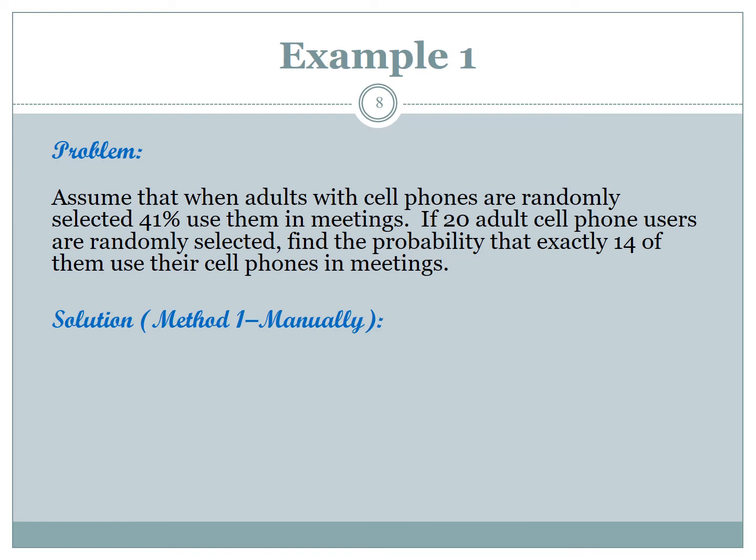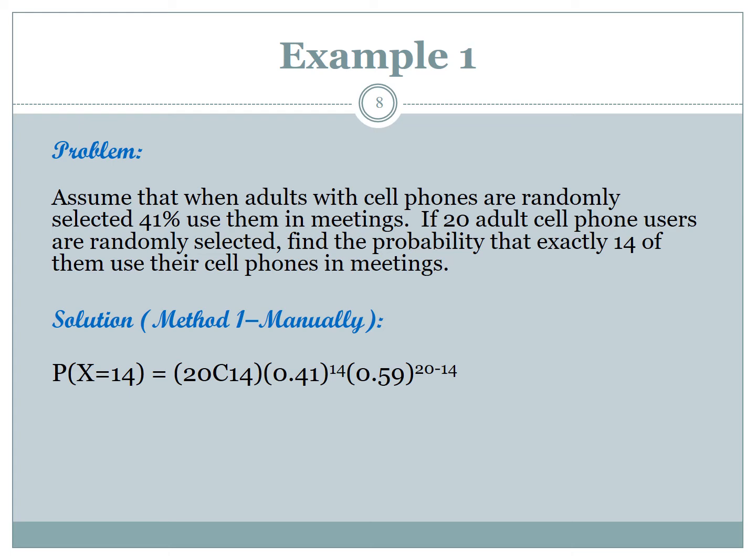Manually here means that I'm going to use the formula, but of course I will use the calculator to calculate the values because they're large numbers, or sometimes even small numbers. Okay, so the probability that x is equal to 14, that's what we're trying to find, is equal to 20C14, so the number of ways we can arrange 14 things from 20. Then we'll multiply it by the probability, 14 occasions, or 0.41 raised to the 14.